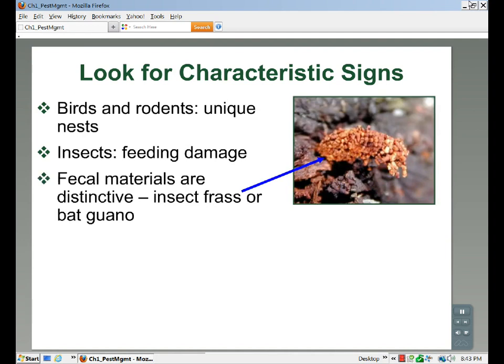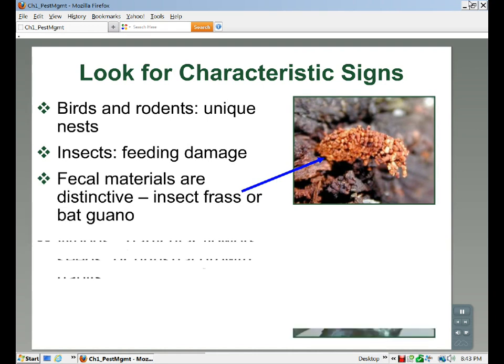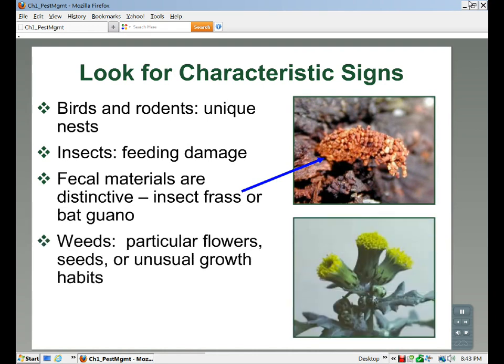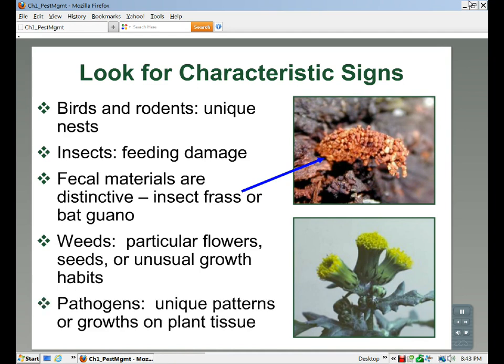Fecal materials, like the frass from insects, droppings from rodents, or guano from bats, are distinctive. Weeds may have easy-to-identify flowers, seeds, or growth habits. Fungi and other pathogens often cause specific types of plant discoloration, damage, or deformation.